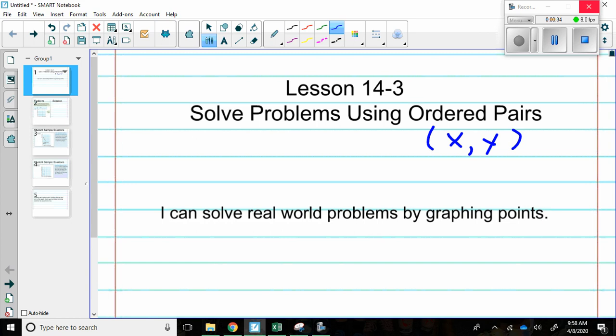So pause the video now and write the lesson number at the top of a brand new page in your math notebook. Write the title and then also write the new I can statement in your math notebook. Press play when you are ready to continue.